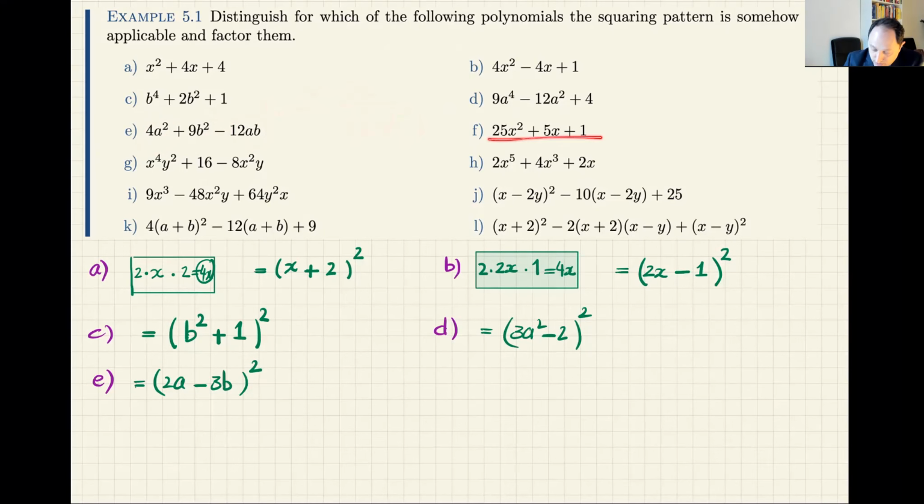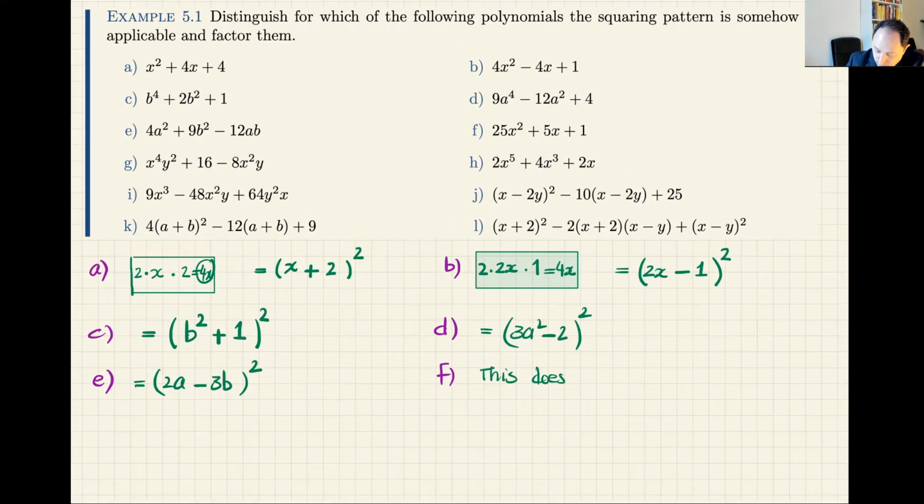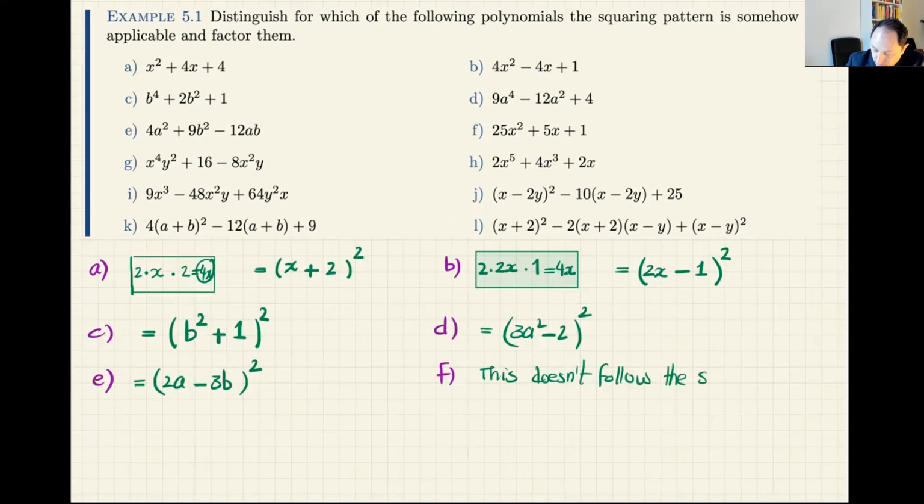But here, I just want to mention that if you are in a hurry, then you might make a mistake here, because you see there are 3 terms and then you see 2 complete squares. If you are in a hurry, then you might say that, okay, the answer is 5x plus 1 to power 2, which is wrong. The reason is that if I take the square root from here, it becomes 5x. The square root of this one is 1, but I have to multiply by 2 here, so the answer becomes 10x, but the middle term is 5x. So this does not follow the squaring pattern.